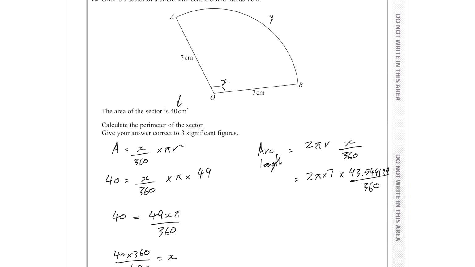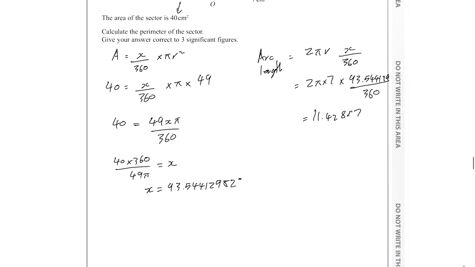And once you type that in your calculator, you get an answer of 11.42857. And then finally, now we know what this is, it's 11.42857. And we can now add all the sides together to get the perimeter. So that is going to be 7 plus 7 plus 11.4285... which then gives us 25.4 to 3 significant figures.